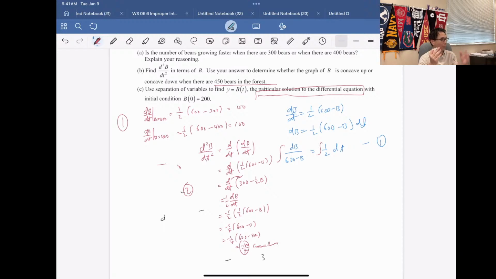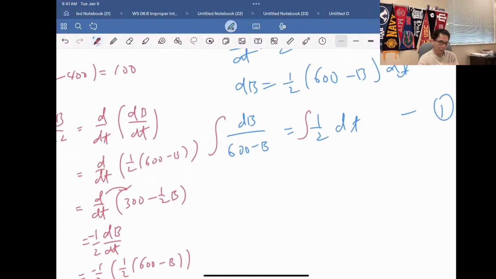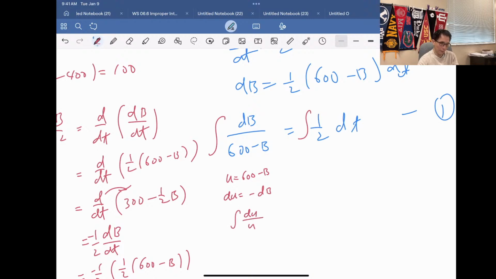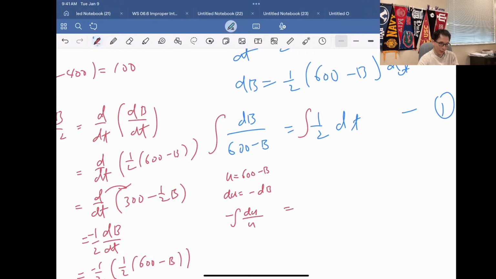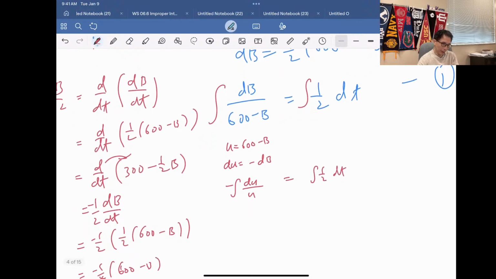There was a reason why: they rushed through so fast, and they didn't pay attention that u is equal to 600 minus b, and du is equal to negative db. They don't focus on those details. They just do natural log of 600 minus b, but it's not true. It's actually a du over u, but this is negative. And this is equal to the integration of 1/2 dt. And that's going to be negative ln of 600 minus b. And that's how they make the mistake.